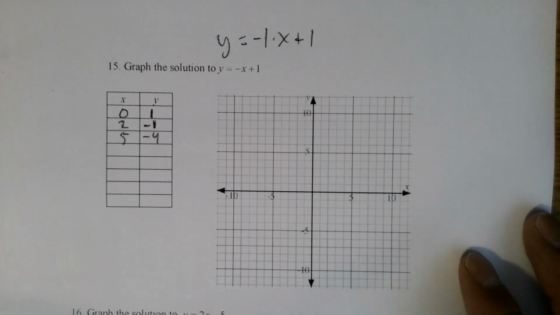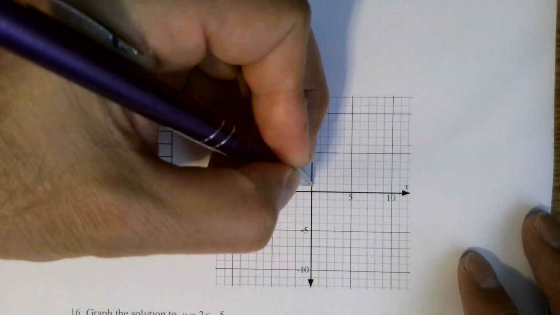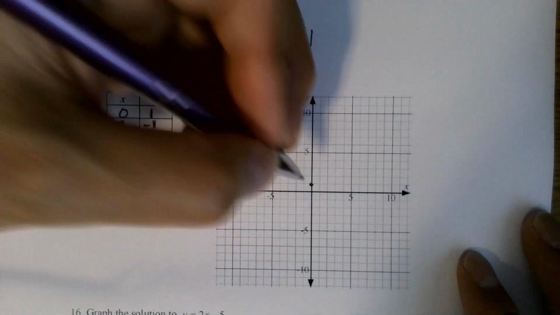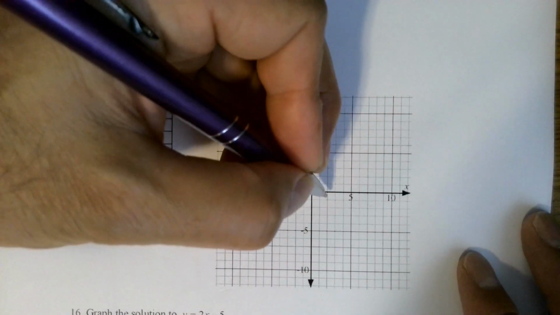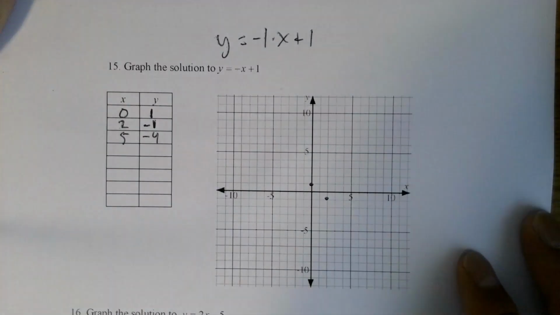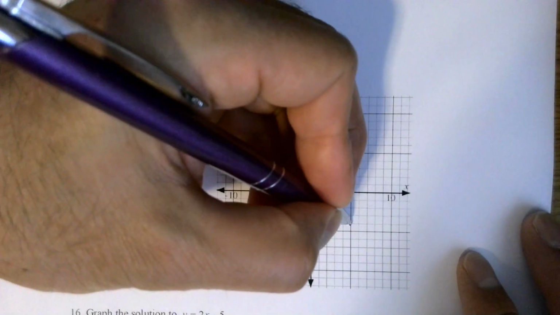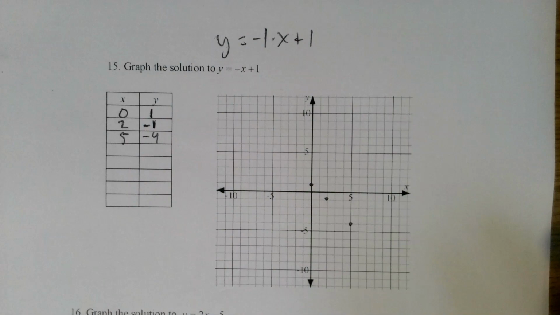Okay, let's put our points in. 0, 1, 2, negative 1, and 5, negative 4. Oh, good news, straight line again.